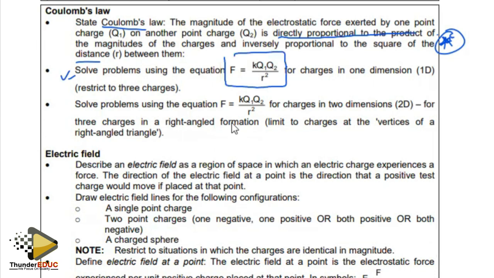And then we said we're only going to use 3 charges. We can't go beyond that. Then we also solve problems using this, as long as we're looking at 2D. So 2D is basically, okay, 1D is where the charges are just in one straight line. 2D, 3 forces, but maybe they are forming some sort of a rectangle or a vector kind of drawing.